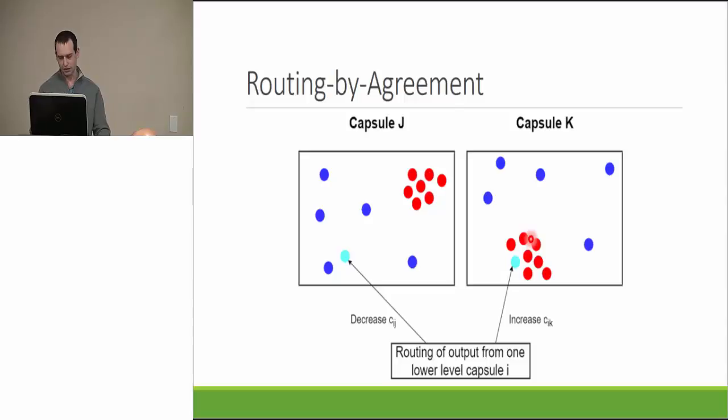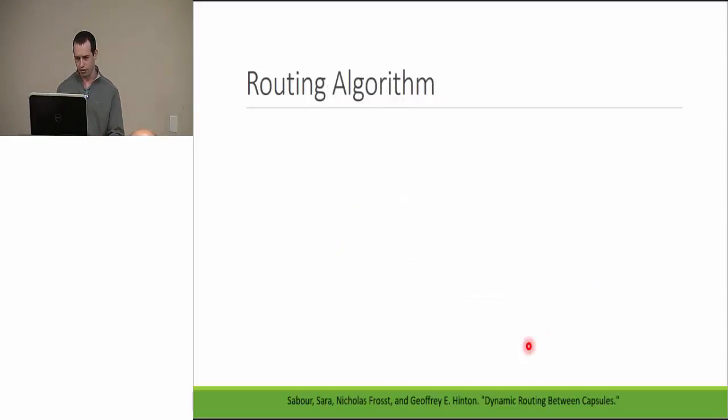Now we do the same thing for capsule K. In this case, it is actually close to this cluster, so we say that capsule i's information is going to be routed to capsule K, so we're increasing c_ik. This is basically just how it conceptually works. In the paper, they have their own algorithm.